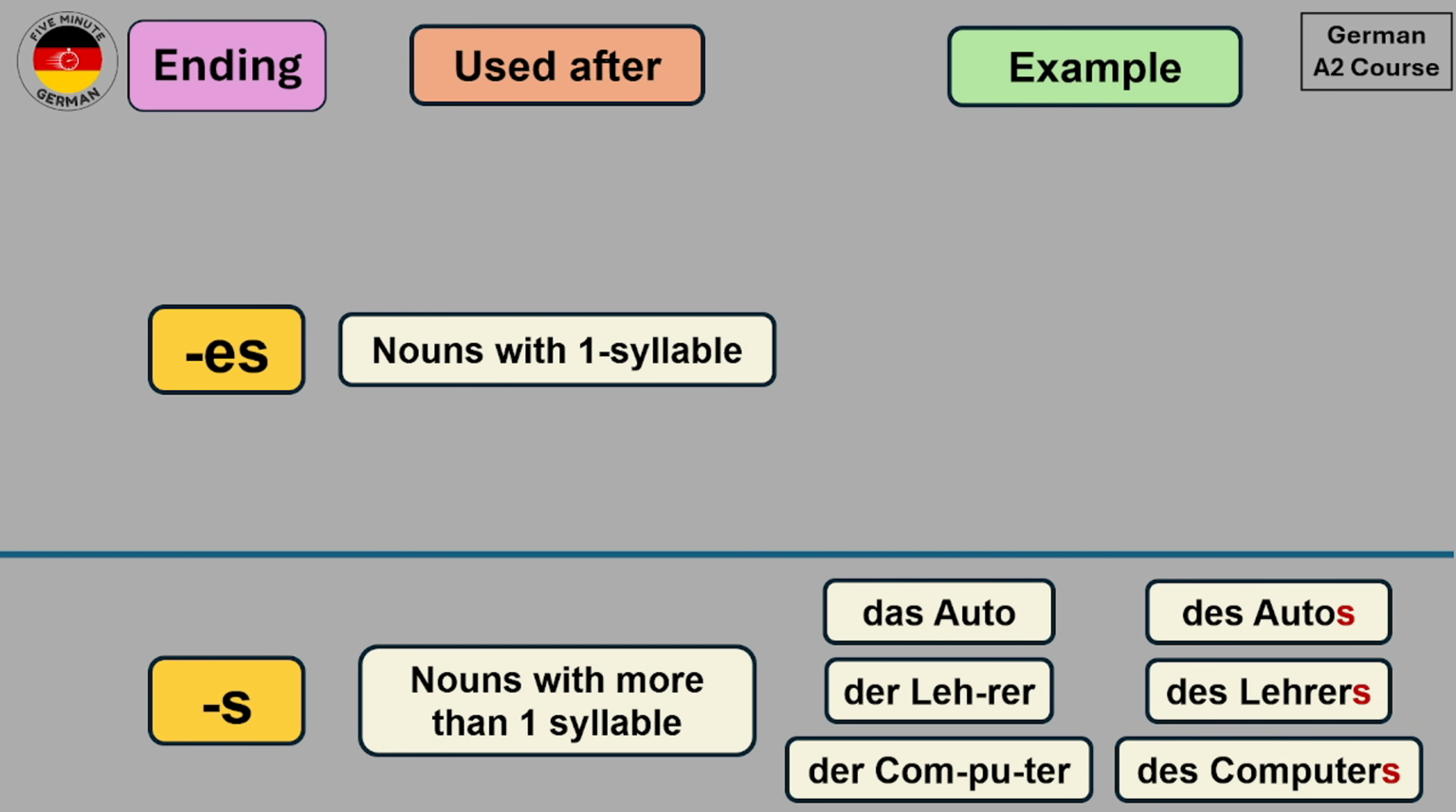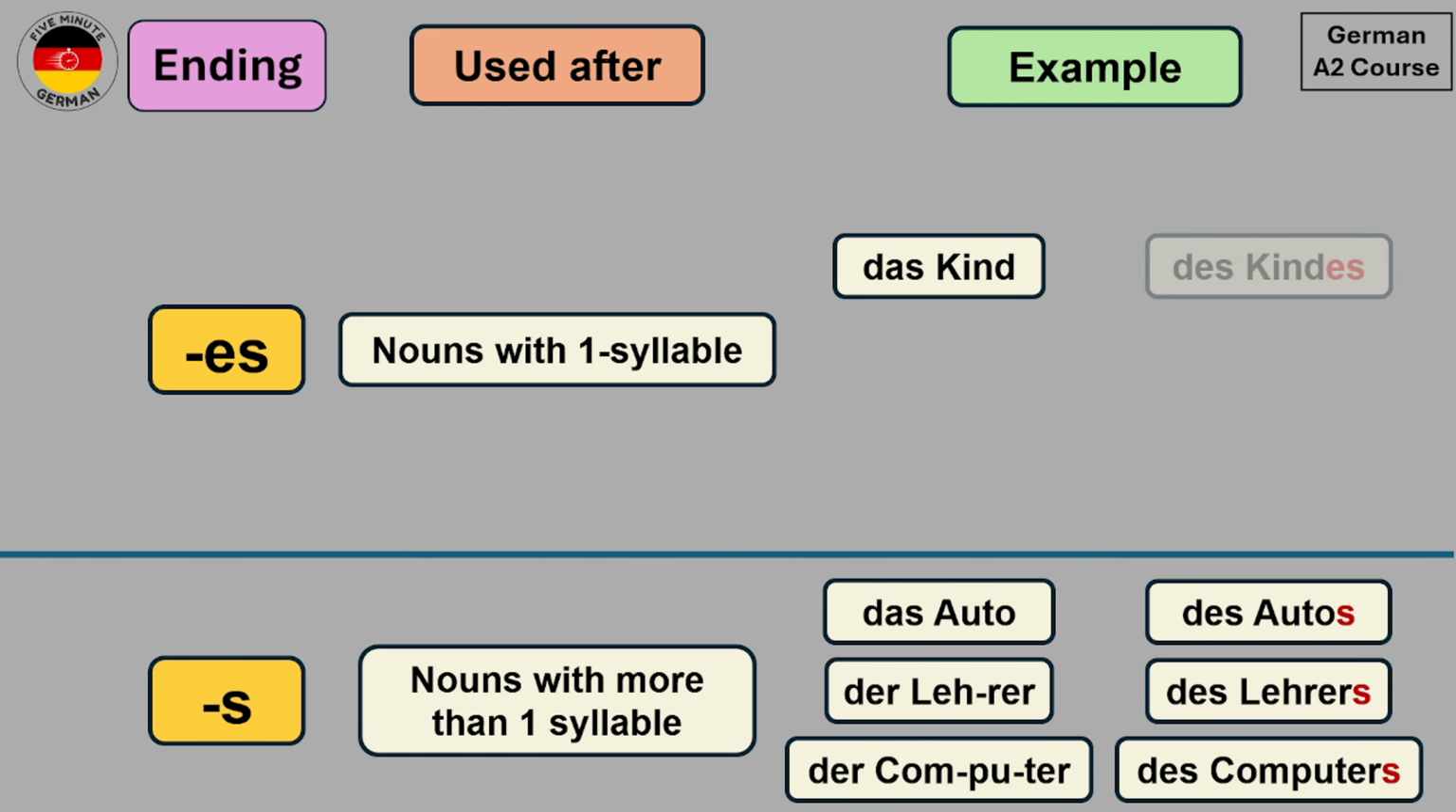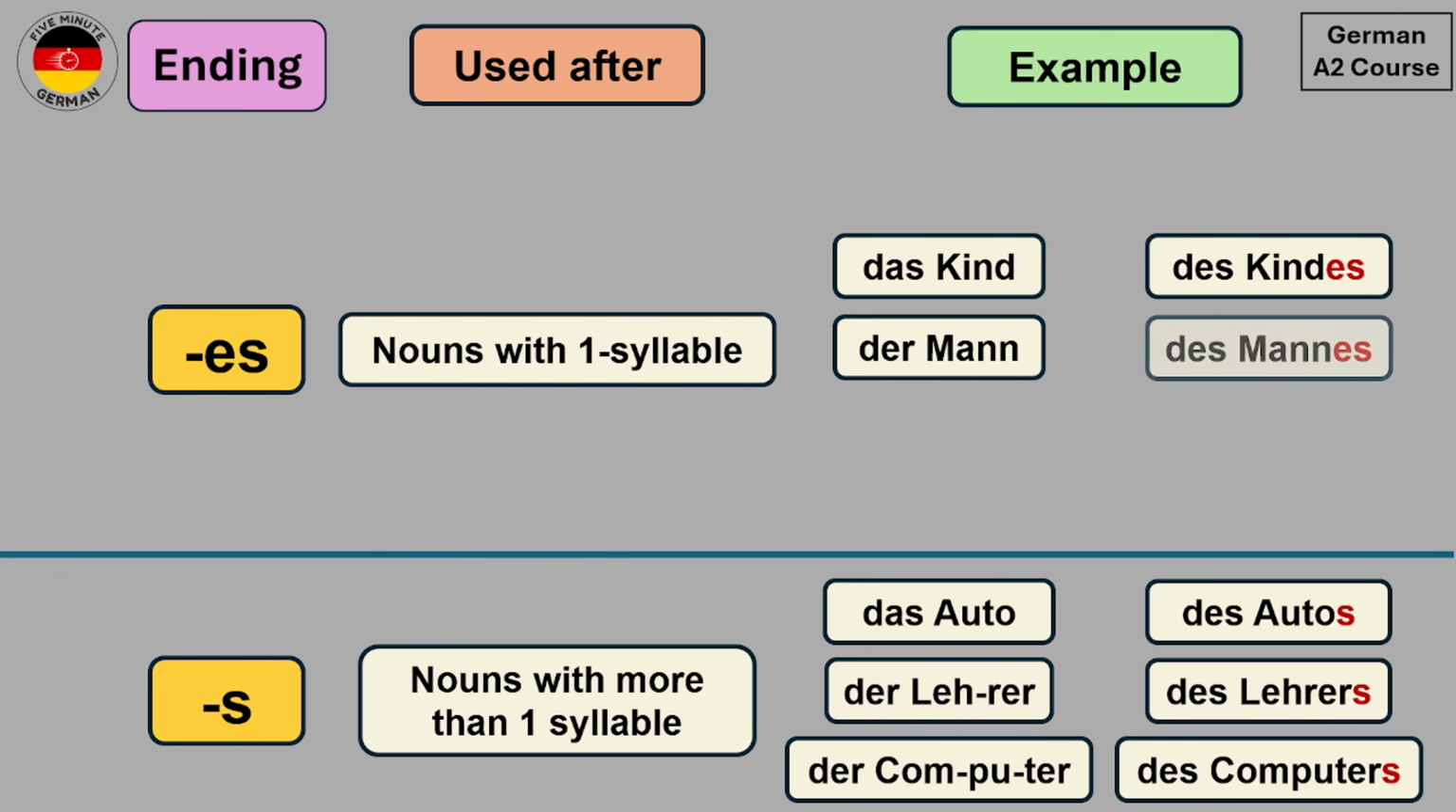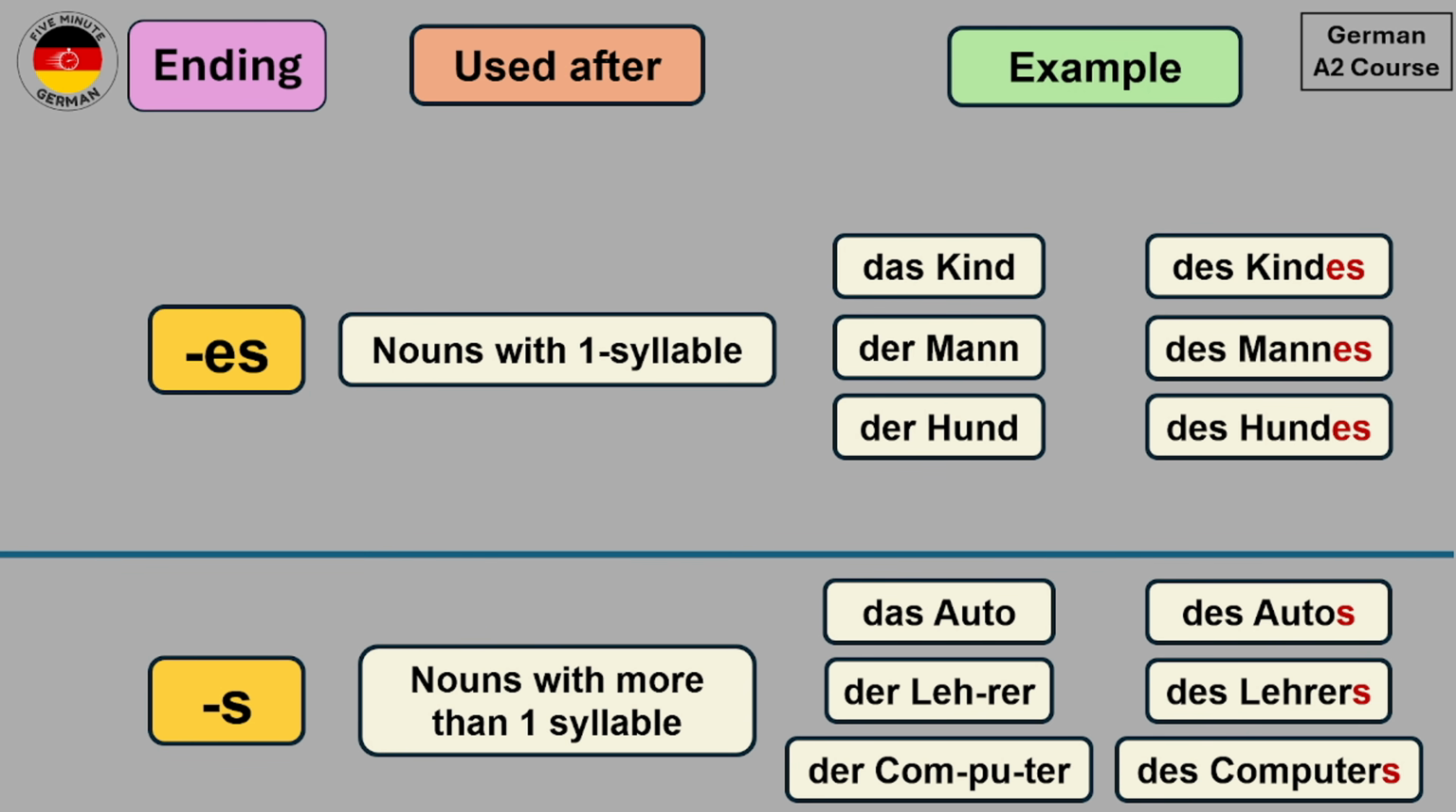Now an example of a noun with only one syllable is das Kind. So when we pronounce Kind, we only pronounce it in one go. We do not break it down into multiple parts. That's why it is a one-syllable noun. And it will have the ending es. So it will be des Kindes in genitive. Another example is der Mann. This is also a one-syllable noun. So it will also have the ending es. So it will be des Mannes. Another example is der Hund, which is also a one-syllable noun. So in genitive, it will be des Hundes. So you see that in case of one-syllable nouns, we will use the ending es.